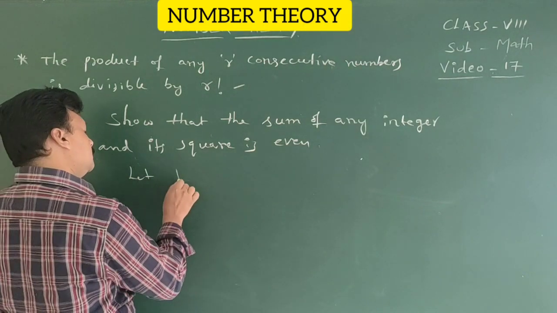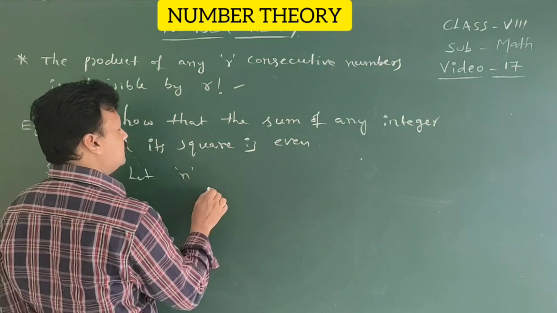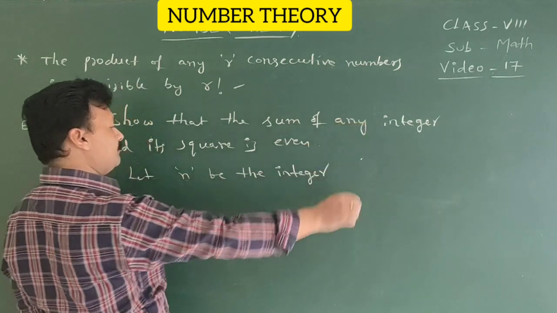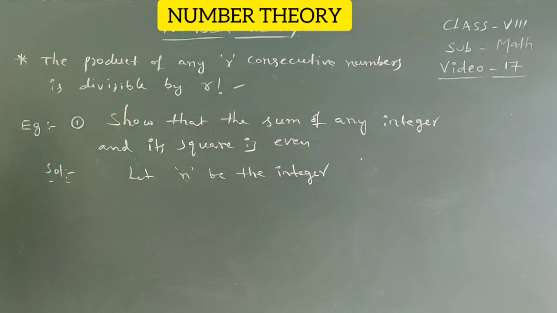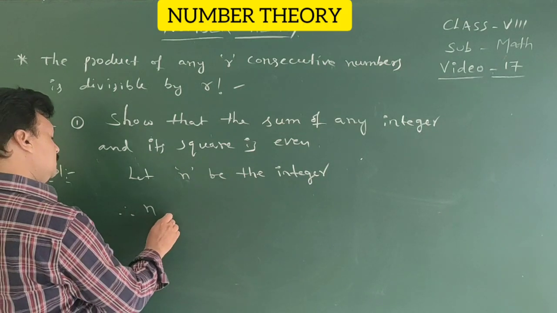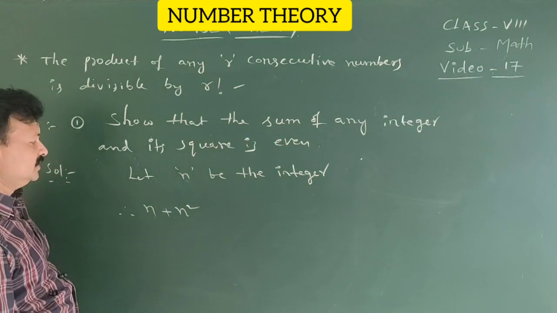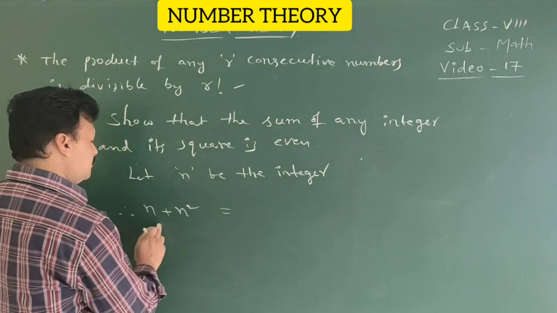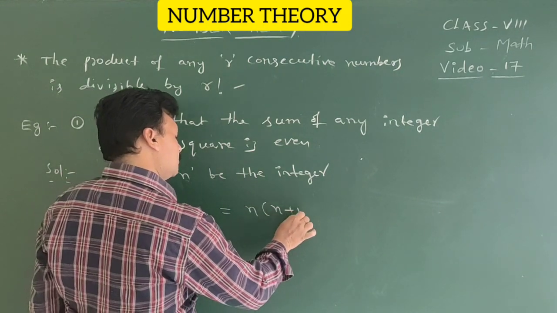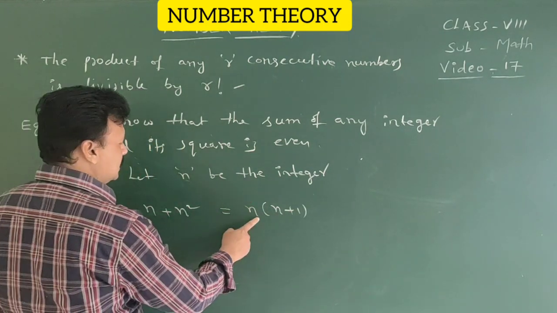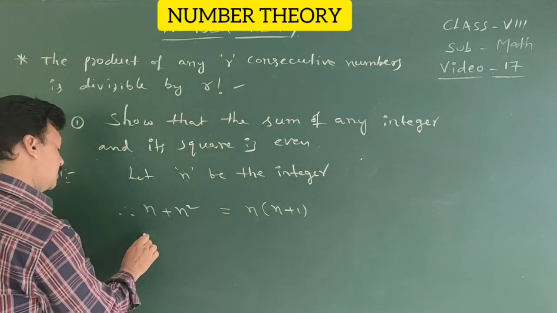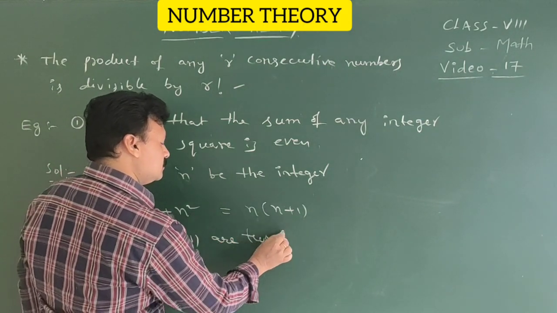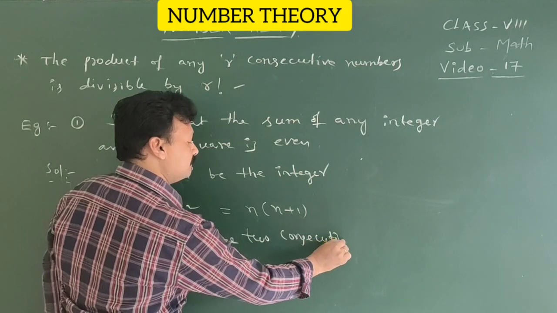Let n be the integer. Therefore, n plus n square, we need to prove it's an even number. If you observe, n plus n square is nothing but n into n plus 1. n is an integer, n plus 1. n comma n plus 1 are two consecutive integers.